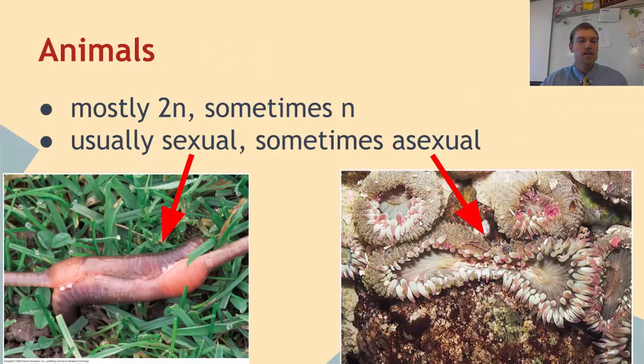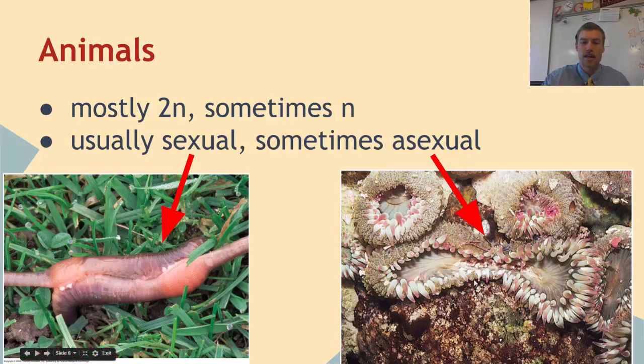All right, so let's talk about animals now. While fungi are mostly haploid, animals are mostly diploid and only sometimes are haploid. The animals usually are going to reproduce via sexual reproduction. However, some animals can do asexual reproduction. These are earthworms that are reproducing sexually. Earthworms are hermaphrodites, which is why they're both going to be passing sperm to the other.